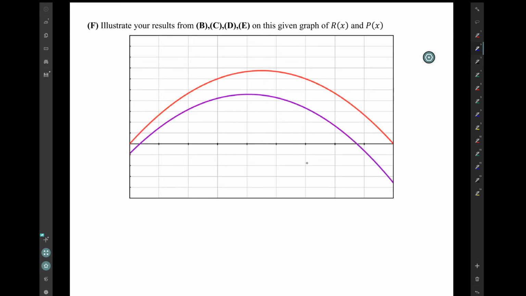Let's go on. Question F says to illustrate the results from B, C, D, and E on this graph of revenue and profit. Now, which is which? Well, remember we knew that the revenue was 0 when x was equal to 0. So this must be the revenue function because that's the one that goes through the origin, (0, 0). So that's why I chose red. Red is for revenue. And the other graph is profit. I chose purple for profit.